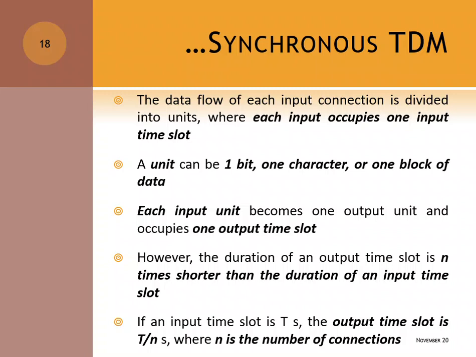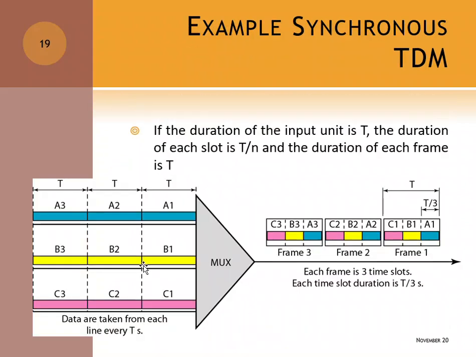A unit can be 1 bit, 1 character or 1 block of data. Each input unit becomes one output unit and occupies one output time slot. Okay. Setiap input unit tu akan menjadi satu output unit dan akan memenuhkan satu output time slot. Okay. Yang mana satu times output slot?